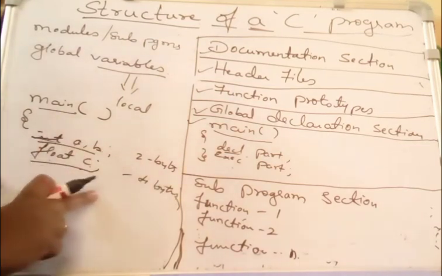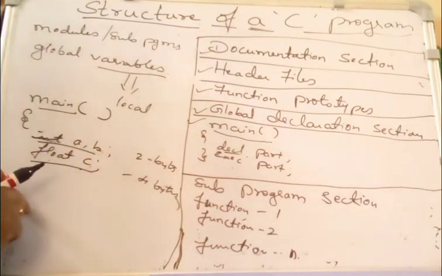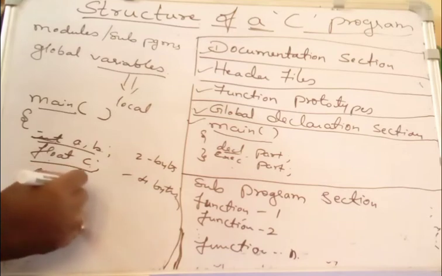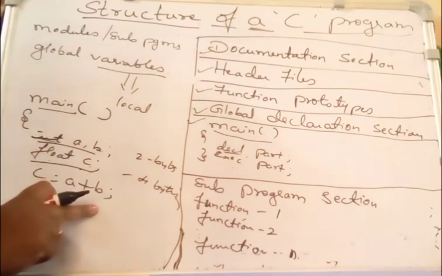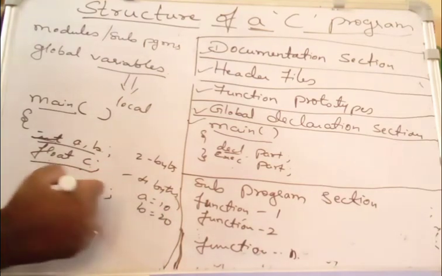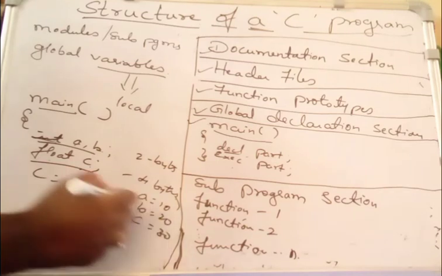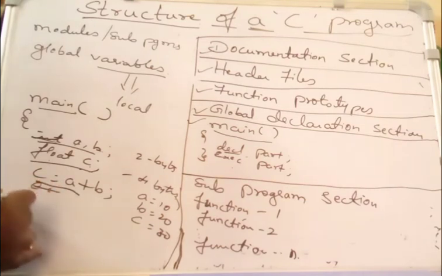Like that you're declaring the variables. Or if any executable statements are there in your source code, like c equal to a plus b, this is an executable statement. Assume that a equal to 10 and b equal to 20, then c equal to 30. When it finds that result, I want to print that result. Now how do I print?